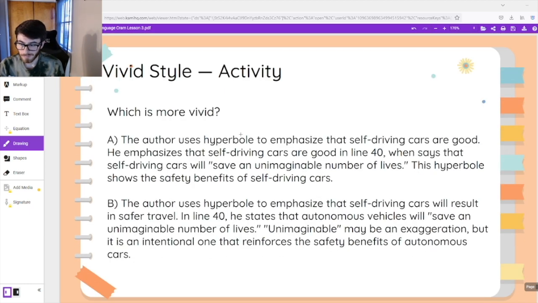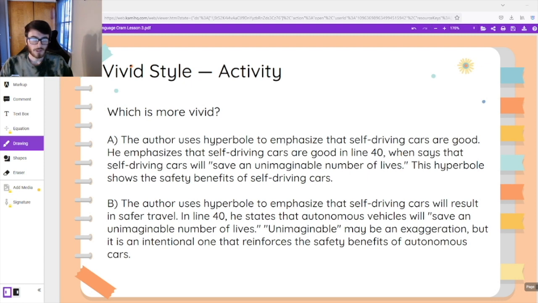So now an activity. Which of these is more vivid? Give them a read. Think about it. And I think this one's fairly obvious, but I think it's a good way to demonstrate what it means to write vividly. When you think you have an answer, unpause this, and we'll talk about it.